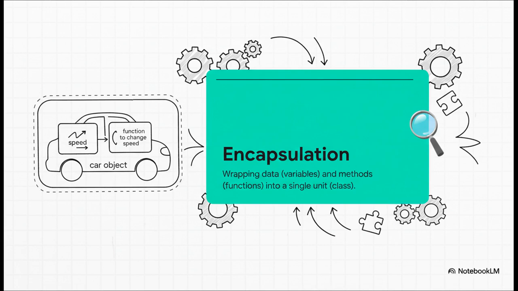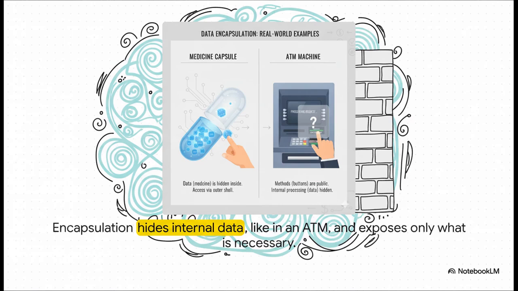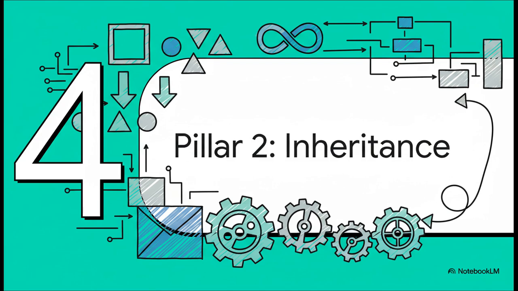They're one single unit. An ATM is the perfect real-world example of this. You interact with a super simple screen and a keypad. You have no idea about all the complex machinery and logic happening inside. All that complexity is encapsulated. It's hidden away, which both protects it from you messing with it and, more importantly, makes the machine incredibly simple for you to use.